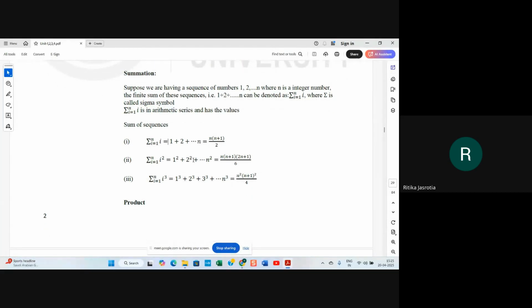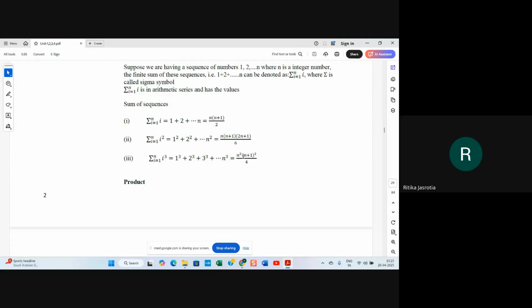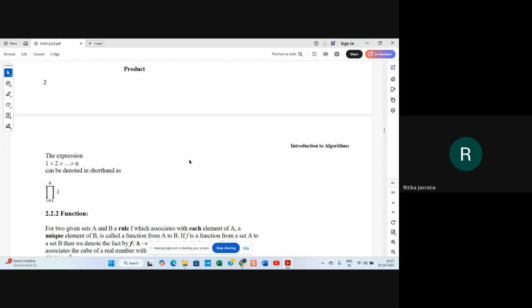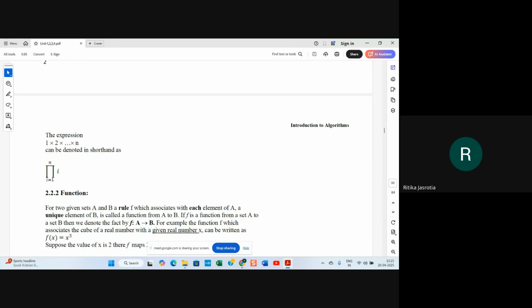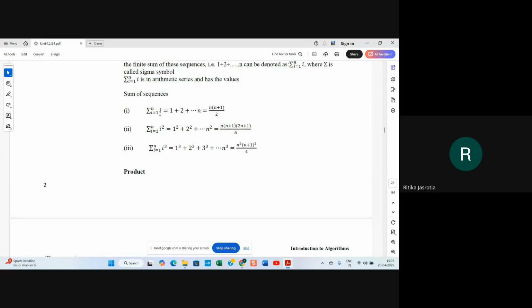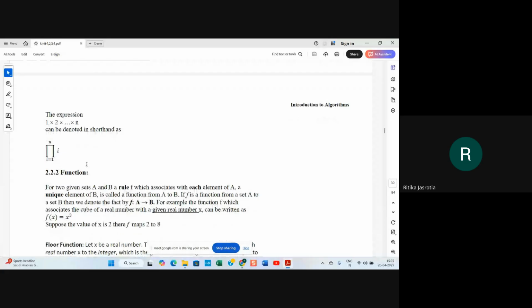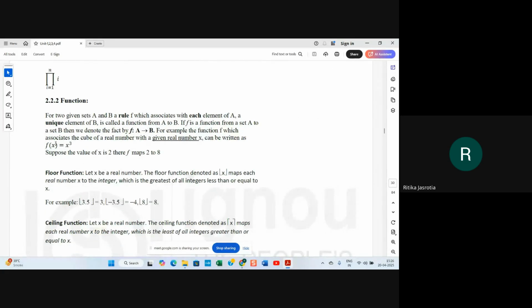If you are taking the sum of squares of the numbers up to n, it is n into n plus 1 into 2n plus 1, divided by 6. If it is the sum of cubes, it is n square into n plus 1 whole square upon 4. So they are giving you the summation and arithmetic series. And if it is a product, the pi symbol is used for the product, while sigma is used for the sum, right? So i equal to 1 to n, 1 into 2 into up to n, that means the product of i, right?